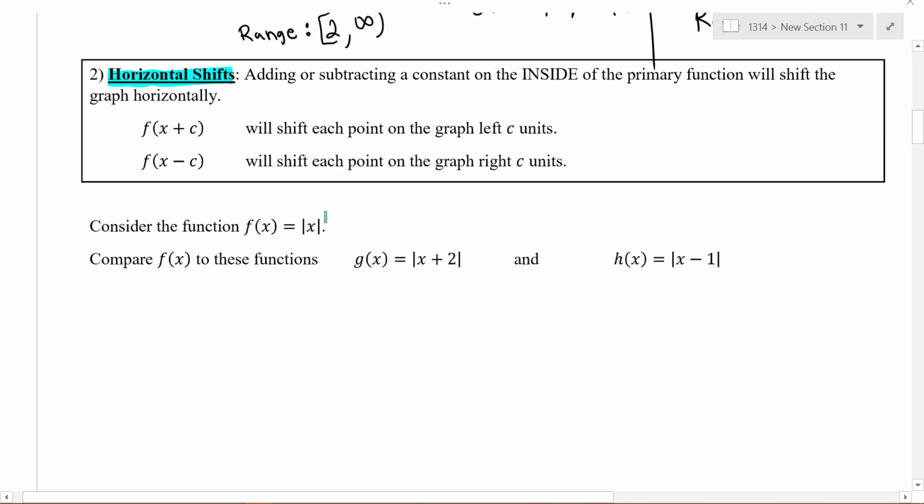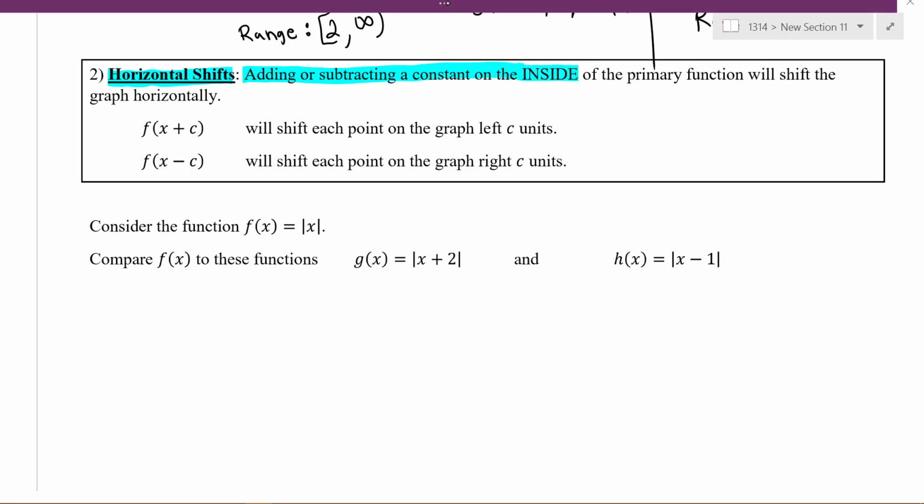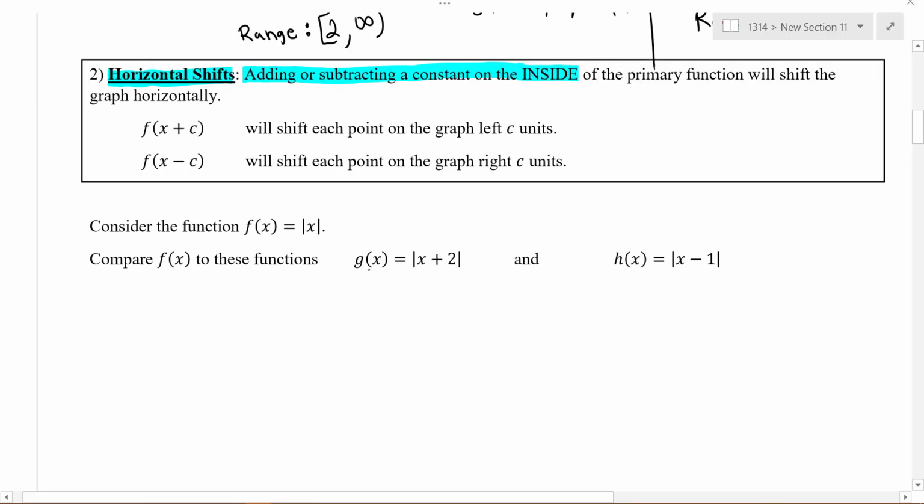So if I wanted to make one of my basic shape equations or those graphs move to the left or to the right, what would I have to do? In order to move horizontally, you have to add or subtract a constant on the inside of the primary function. Okay, so when I look at these two functions, g of x equals the absolute value of x plus 2, you see that the plus 2 is being added to the inside of the absolute value bars.